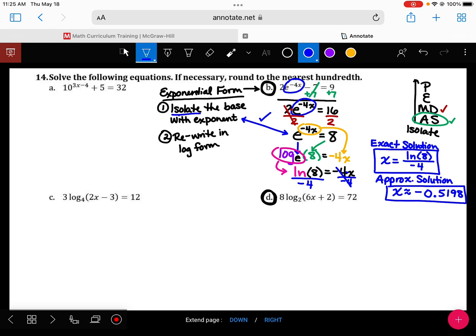Wait, so the PE in the AS, that goes with log, right? PEMDAS. We use PEMDAS anytime we are isolating or solving. When I looked it up, it says 0.51. It doesn't say negative. Ah, I will make sure that it says negative. It should be negative. Whenever you're isolating or solving. Whenever you isolate or solve. All right.